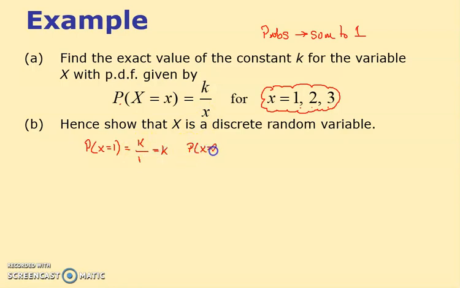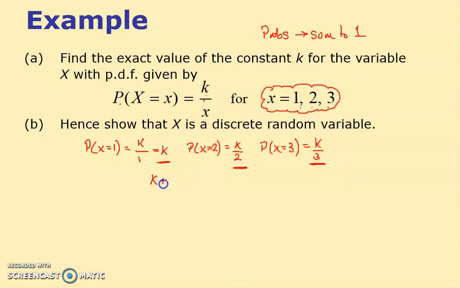Probability that x equals 2 equals k. It says k over x, so it's k over 2. Okay? And the probability that x equals 3 is k over 3. And that is it. The only thing I can do with this is I know that these three probabilities have to add up to 1.